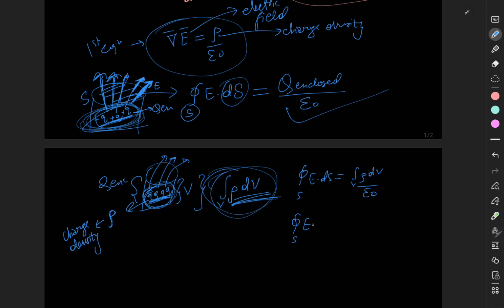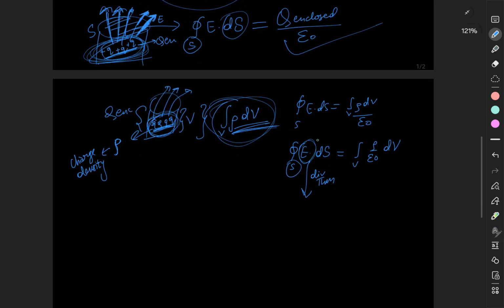Hence, on the left hand side, we have a surface integral, and on the right hand side, we've got a volume integral. Now, we can use the divergence theorem to convert this surface integral into a volume integral. According to the divergence theorem, we will simply take the divergence of this thing, and this whole thing will convert into a volume integral. Hence, divergence of E gives us the volume integral. Hence, this left hand side, this surface integral, we converted into a volume integral using the divergence theorem.